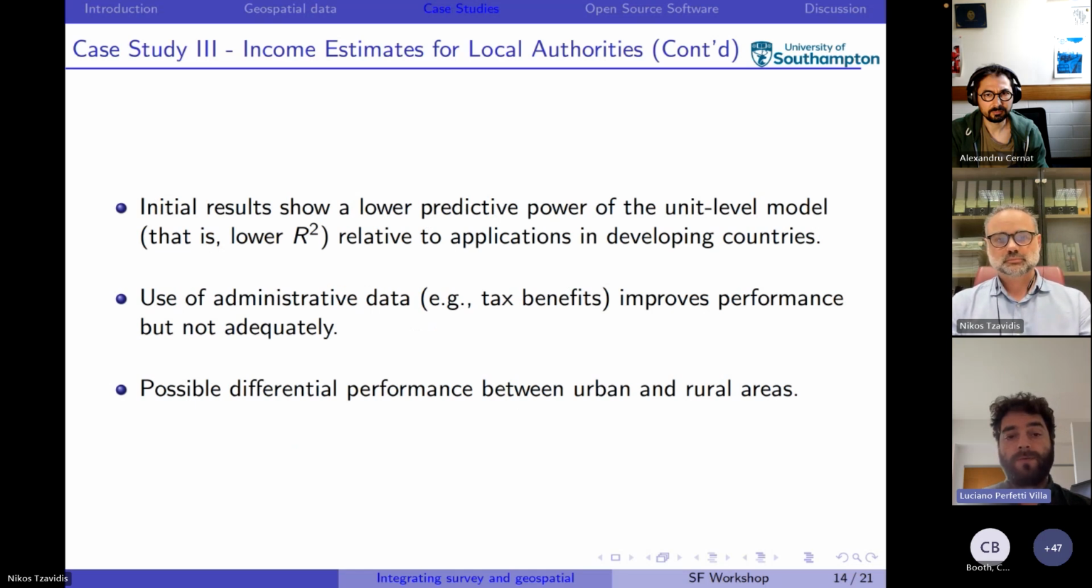Some of the results that we have seen until now is that we have lower predictive power than we saw in the applications in developing countries. Because of that, we are trying to include administrative data as well, mostly tax benefits, proportion of ethnicities, proportion of age groups. And we have seen some improvement, but not what we would like. What we think is happening now is that we are predicting very well the urban areas, but the rural areas are not predicted as well as in developing countries, where you could expect that a household in rural areas would have lower income. In the UK that is not necessarily the case. So we don't see that agreement between the geospatial variables and the income data. But obviously it is a very interesting case, and we hope we can get more information from that.